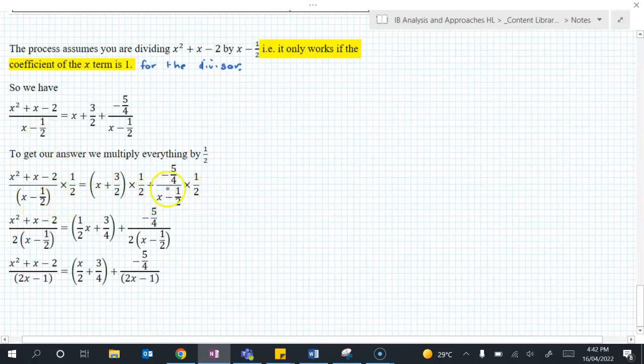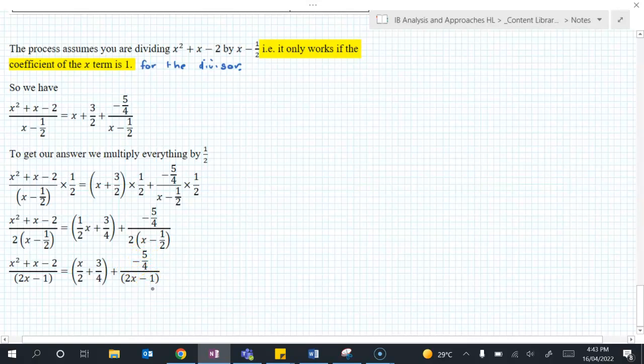And so because we multiply every term by 1/2, we're not actually changing our equation. Down here I get 2 times x take 1/2, and I also get 2 times x take 1/2 underneath the remainder. Now the actual quotient becomes 1/2x plus 3 on 4. And so then my final answer of x squared plus x take 2 on 2x take 1 is x on 2 plus 3 on 4 plus minus 5 on 4 all over 2x take 1.